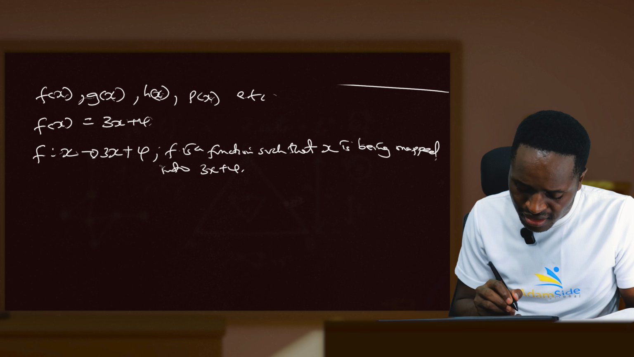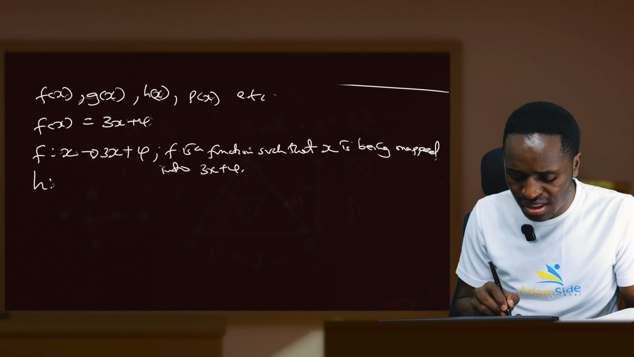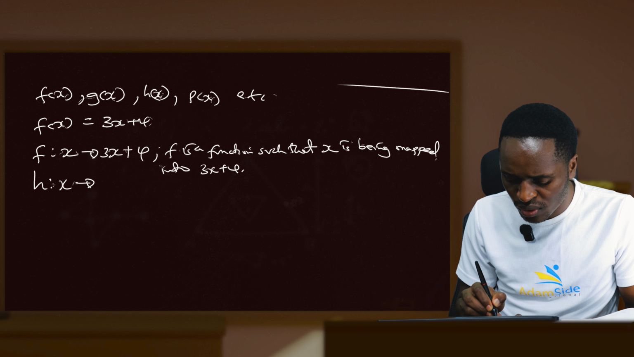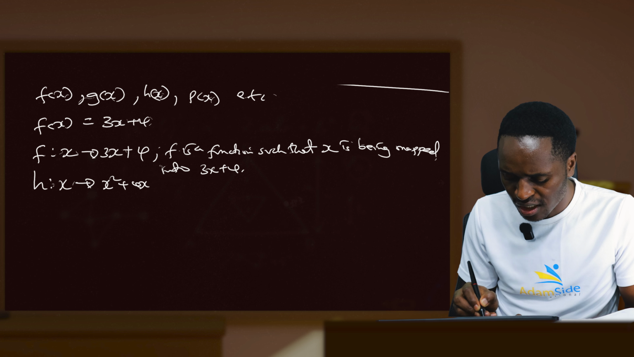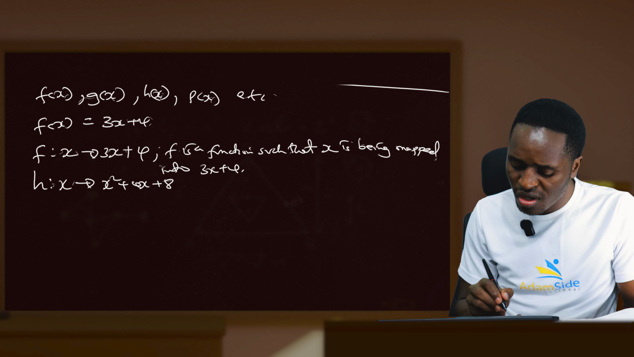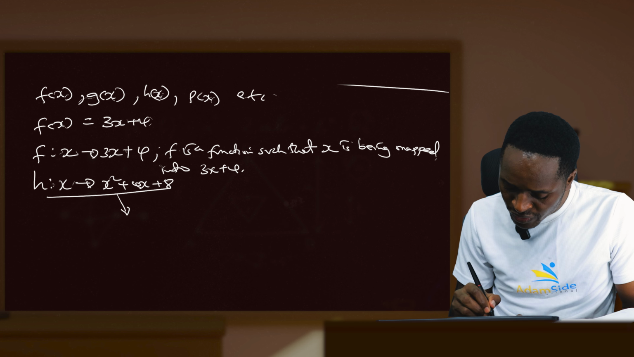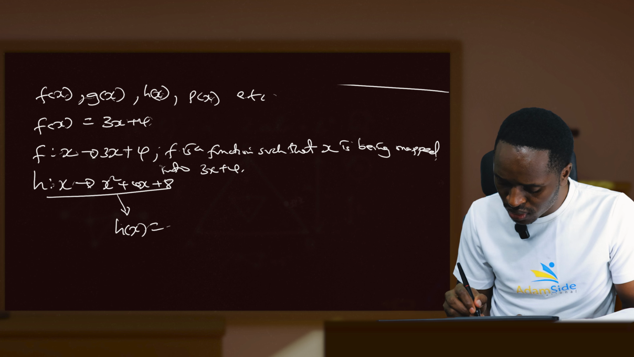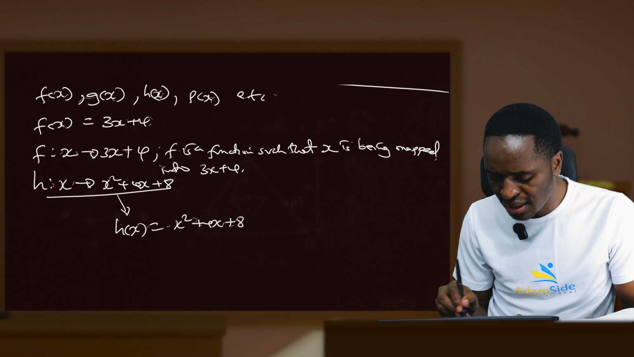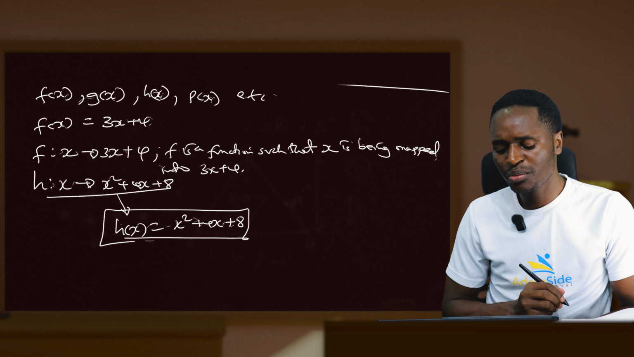In other words, even if they say h is a function so that x is being mapped into x squared plus 4x plus 8, this is also a function, and this one can also be represented as h of x is equal to x squared plus 4x plus 8. They all mean the same thing. When you see this, don't be confused.